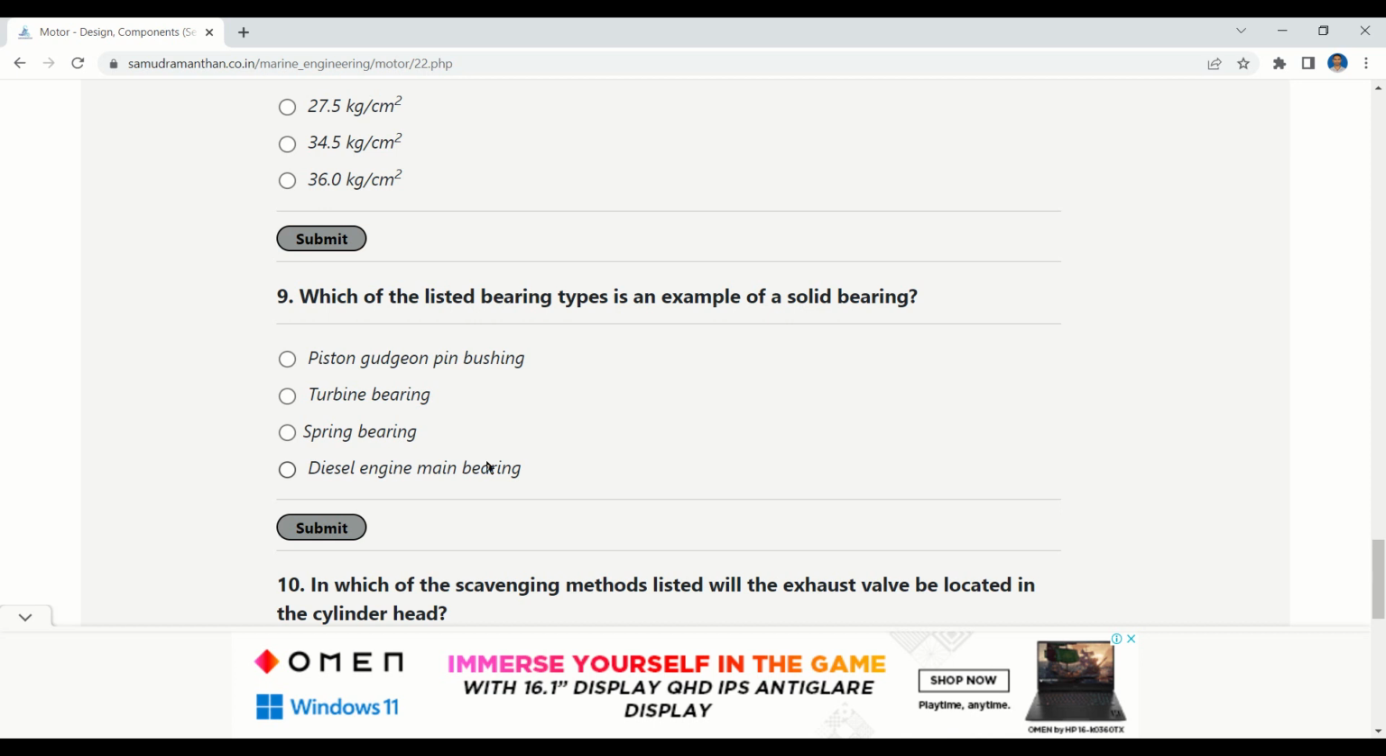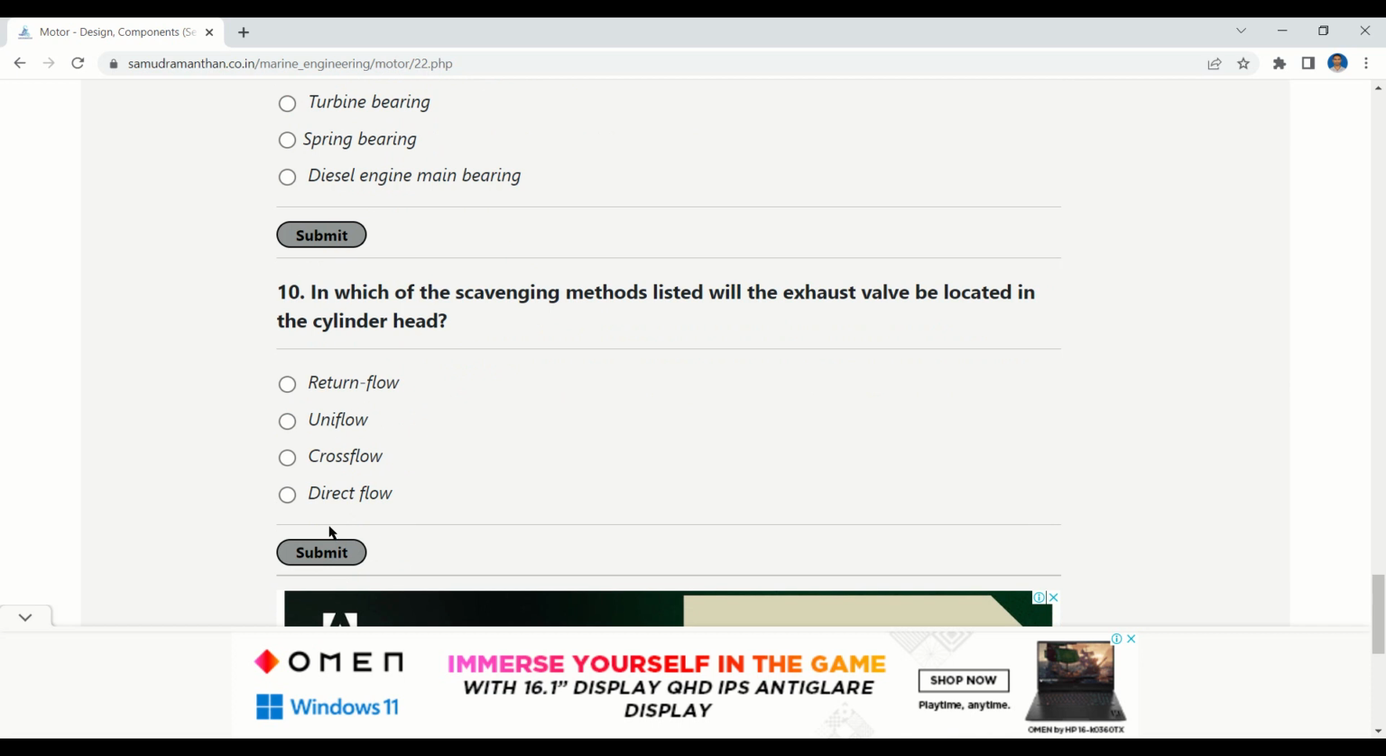Our next question is, which of the listed bearing types is an example of solid bearing? And the given options are piston gudgeon pin bushing, turbine bearing, spring bearing, diesel engine main bearing, and the correct option should be piston gudgeon pin bushing. Our next question is, in which of the scavenging methods listed will the exhaust valve be located in the cylinder head? And the given options are return flow, uniflow, cross flow, direct flow. The correct option should be uniflow.